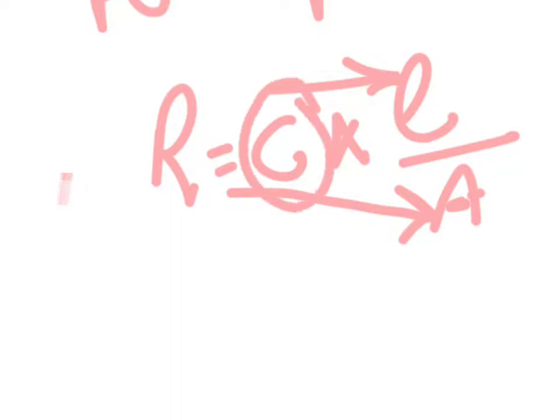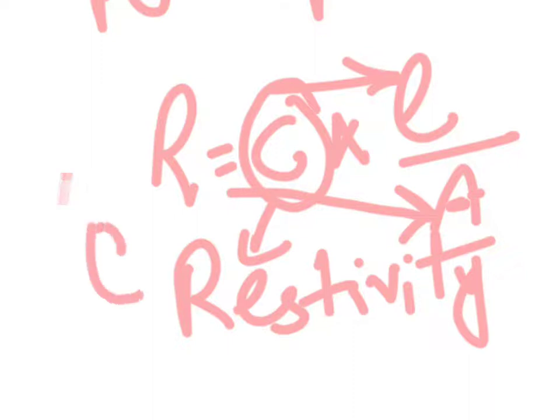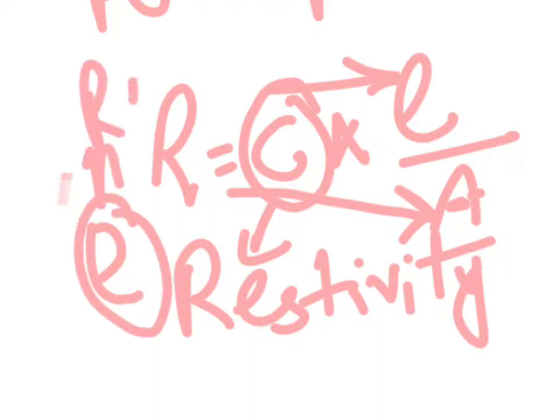Now this is a constant here. This constant is called resistivity, and it is shown by a symbol. This symbol is called rho. Rho is the symbol of resistivity.